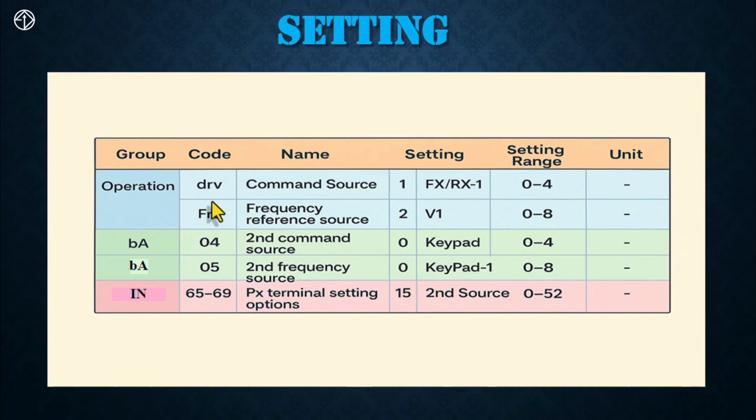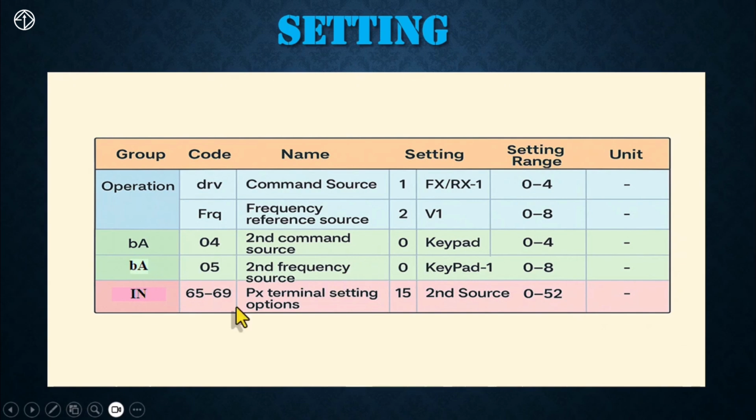But if the digital input we've defined as second source is activated, it switches to remote mode. In remote mode, the frequency and start-stop references are no longer set by DRV and FRQ. To specify the command source in remote mode, we need to go to parameter BA04, and to specify the frequency reference in remote mode, we go to parameter BA05.